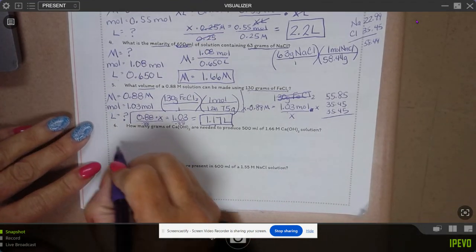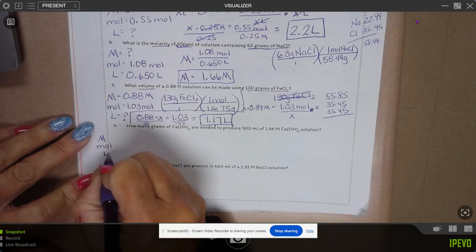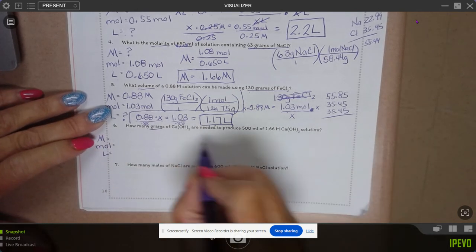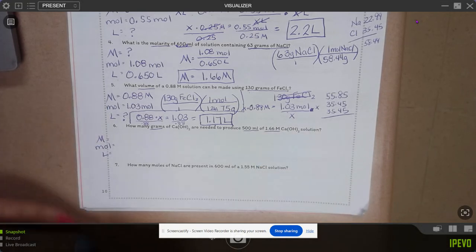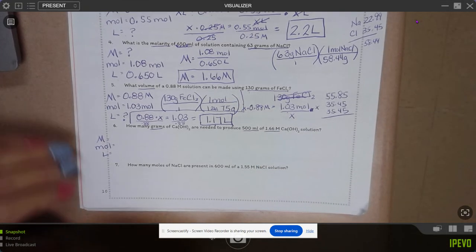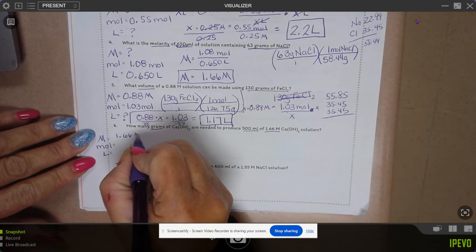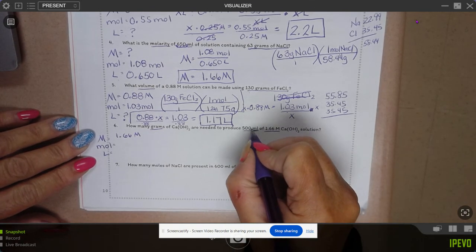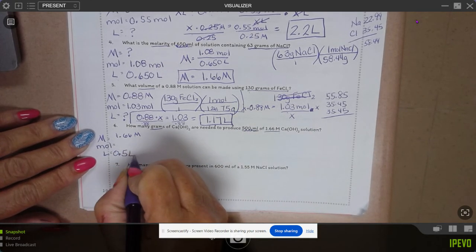I'm going to put my units over here. Molarity, mole, liter. All right. How many grams of calcium hydroxide are needed to produce 500 milliliters of a 1.66 molar solution? So I have the molarity here, 1.66 big M. I have milliliters. I don't have liters, but I know that I can move the decimal back 3 places. 1, 2, 3. So this is going to be 0.5 liters.